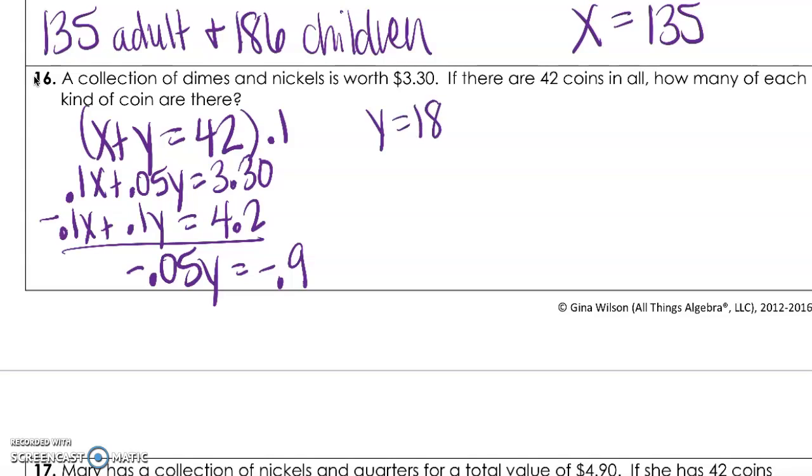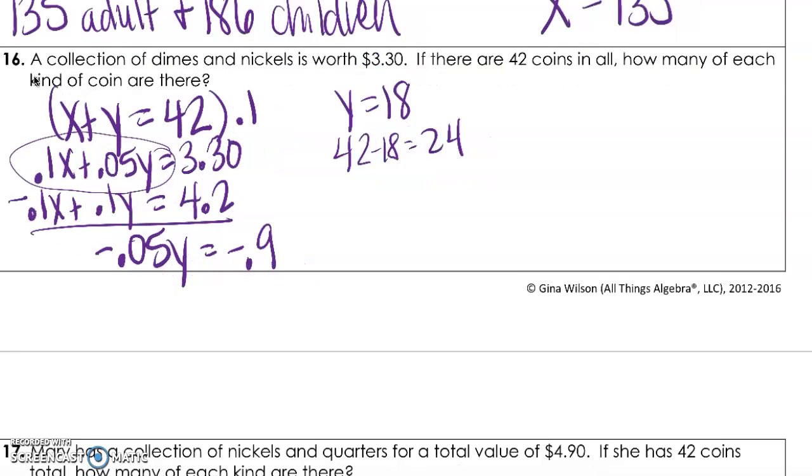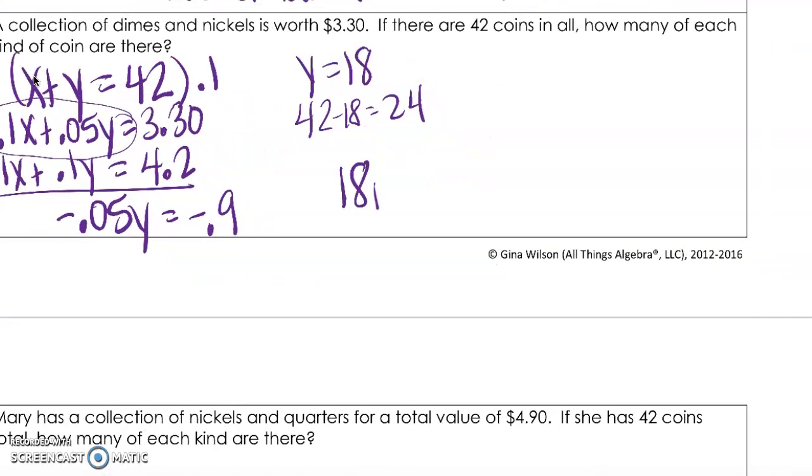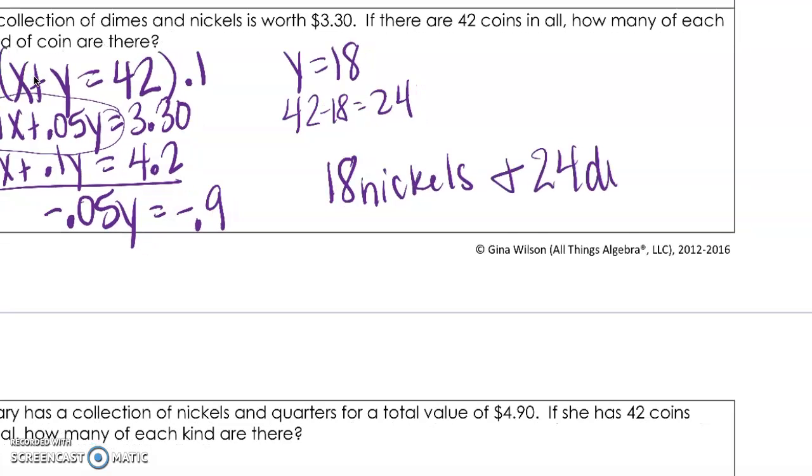Well, if y equals 18, I need to do 42 minus 18 to give me 24. So look down here. Your y was with the 0.05, so there are 18 nickels and 24 dimes. Again, that one you could plug in very easily to make sure that that worked. Do 0.05 times 18 plus 0.1 times 24 and make sure it does equal $3.30.